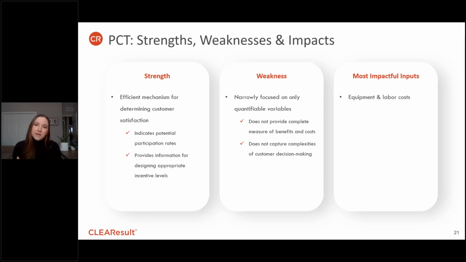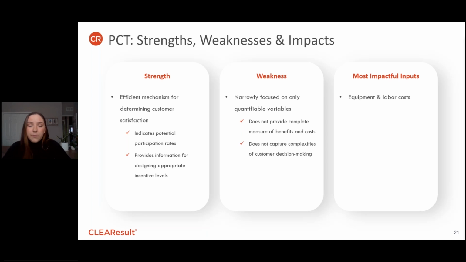There might be some other things that would lead them to ultimately make that decision to install a certain measure. So whether that be they're looking for increased comfort level, we can't really quantify that, right? That's difficult. Or maybe they're wanting to reduce draftiness, or maybe they just are doing it for aesthetic purposes. There are some other types of things that go into that decision-making process. So it doesn't necessarily capture all the complexities or measure all of the benefits and costs.